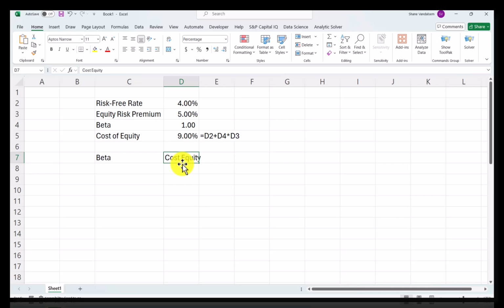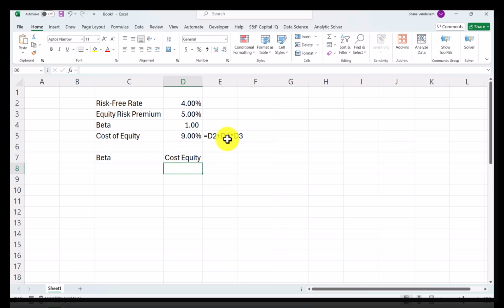cell D5. Now, to create my data table, I'm going to set the value in D8 equal to the formula in D5. So we don't want to put 9% here. We want to actually set this equal to the formula that's up here. So whenever we change the beta, it's going to change the value that's in this cost of equity.